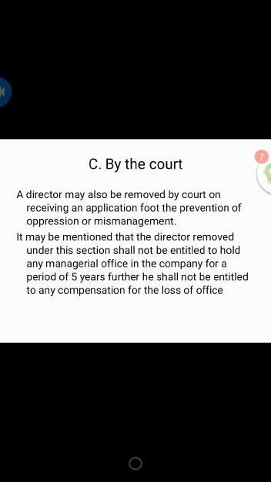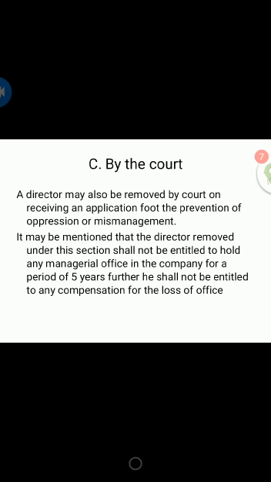The next is removal of director by the court. A director may also be removed by the court on receiving an application for the prevention of oppression and mismanagement. If it feels there is oppression or mismanagement, in such a case the court may remove the directors on receiving the application from the central government.